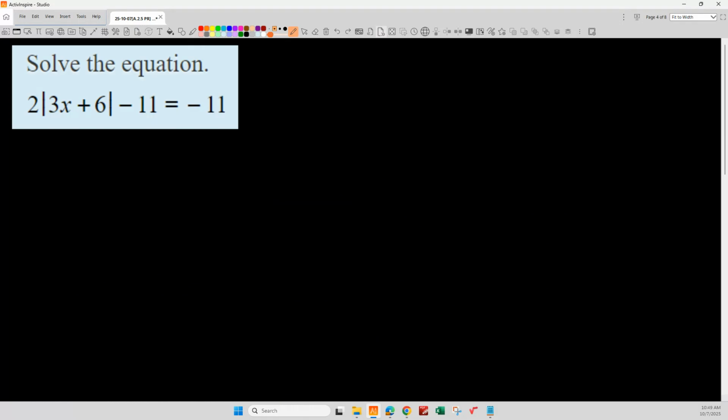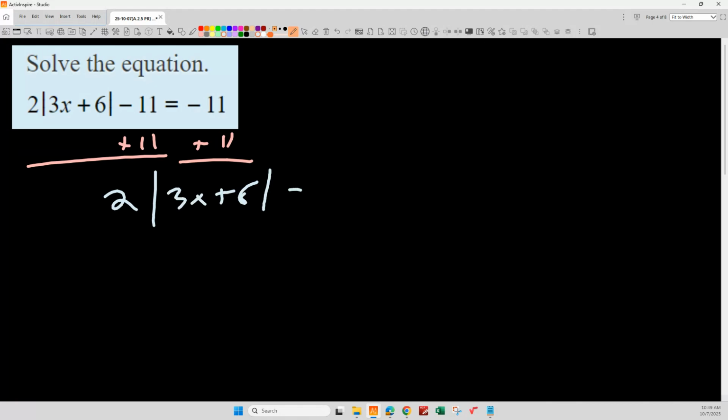Okay, how about this one? Walk me through this one. What do I do first? Add 11, okay, because I'm trying to isolate the absolute value. So that gives me 2 times the absolute value of 3x plus 6 equals 0. Okay? People panic. 0 is just a number. It's okay. We just keep going. Then we divide by 2, right?